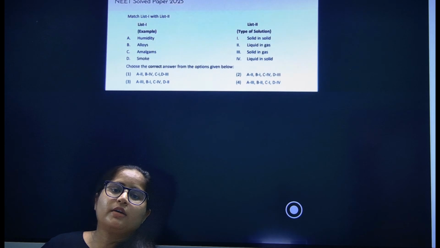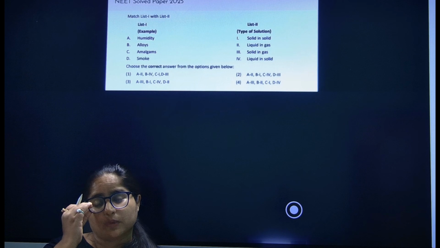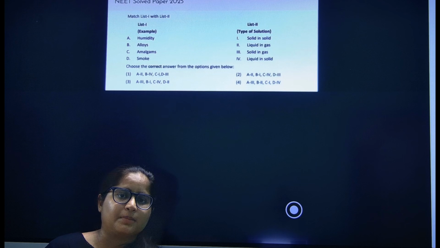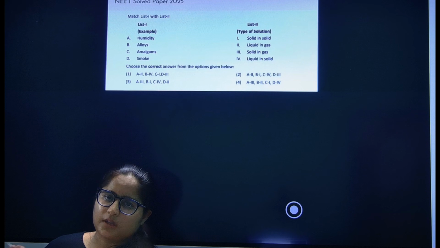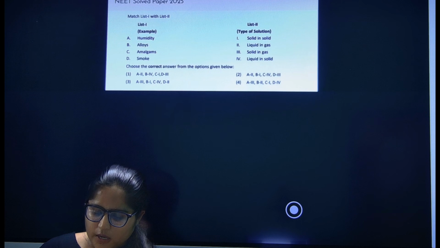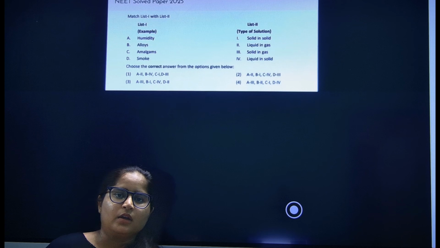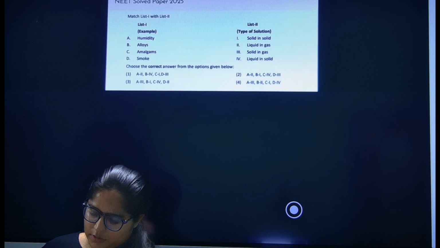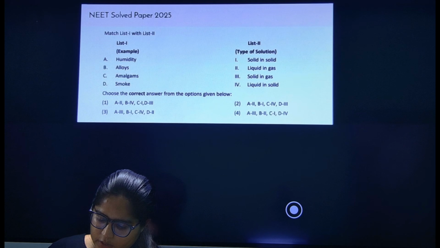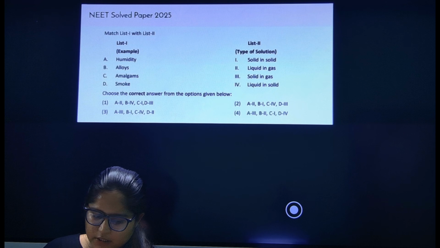So, 2025 and 2024 questions I have taken separately, just to show you what type of questions they have asked in these many years. Okay, and after that I have taken topic wise. So the 25 and 24 questions are not topic wise, they are combined. So let's get started. The very first question is match the column.